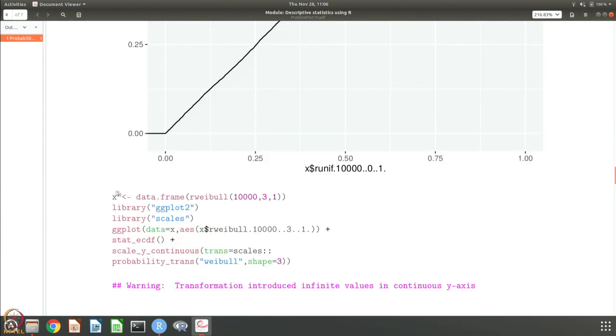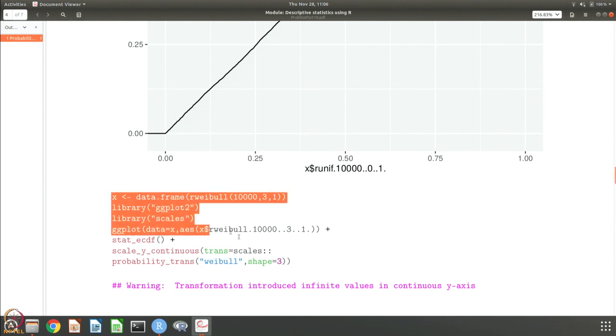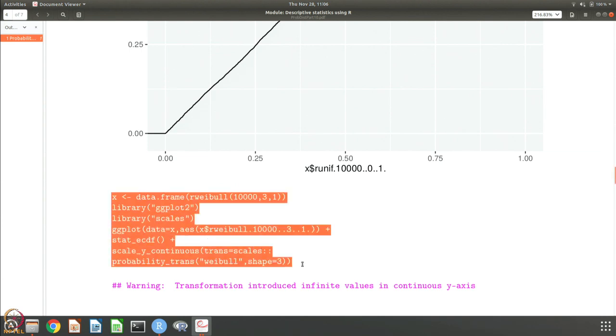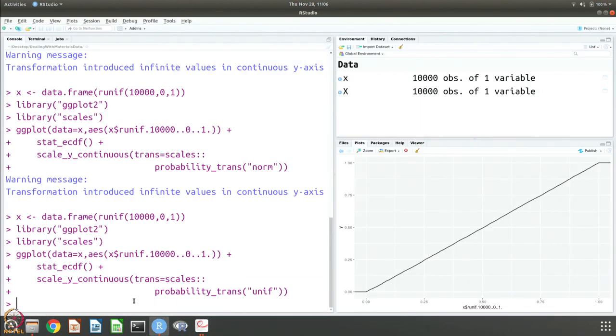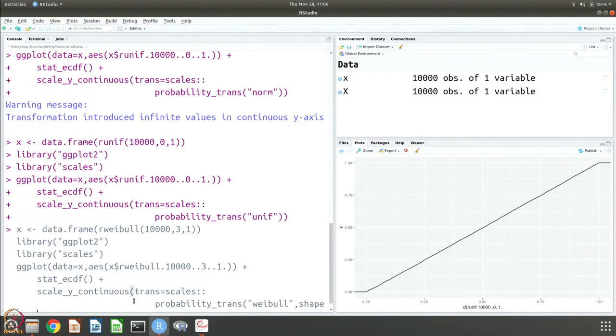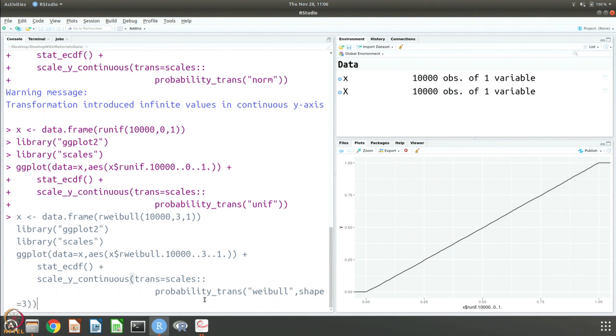Okay, so we can do a similar thing. I am going to show you a slightly more complicated one, for what is known as the Weibull distribution. We will look at the Weibull distribution shortly.